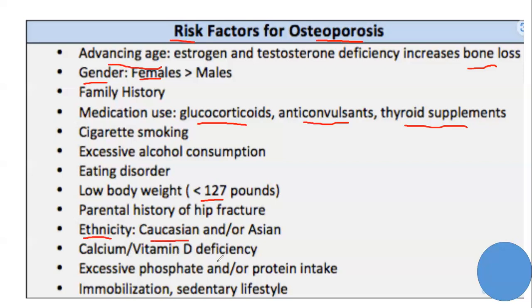Calcium and vitamin D deficiency. Excessive phosphorus, phosphate, and or protein intake. So if you take too much phosphate or too much protein, it also can cause osteoporosis. Immobilization, sedentary lifestyle. If you do exercise or weight-bearing exercise, it helps you to prevent or slow down osteoporosis.